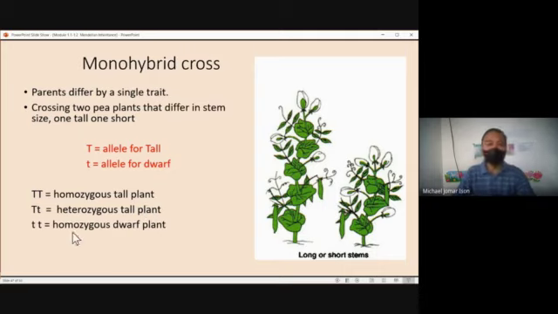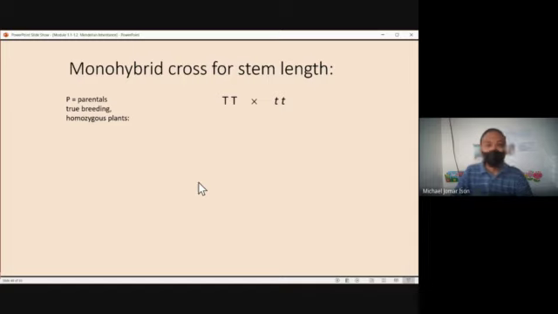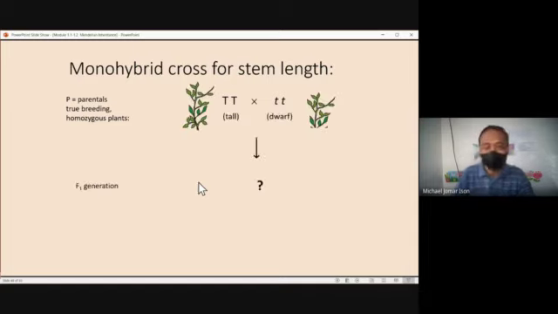So let us suppose that the parents, the P, would be a cross between a homozygous dominant big T, big T and a homozygous recessive small t, small t. In this case, the question would be, how are we going to get the F1 generation? So this is quite simple. You already know this, very familiar.